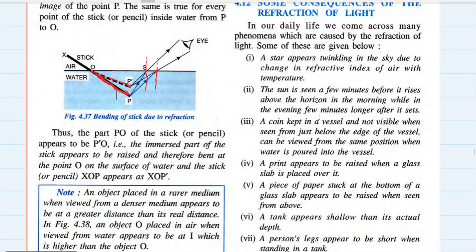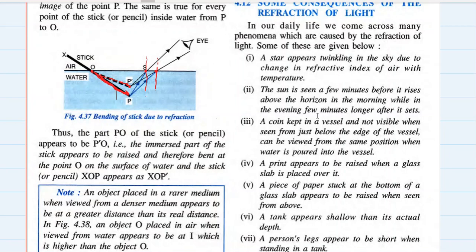A star appears twinkling in the sky due to change in the refractive index of air with temperature. Why do stars twinkle? See, the light coming from a star is coming from a very huge distance. It's coming from very far away. So far away that although the star is larger than our sun, being so far away, the light coming from it appears to be coming from a point source. So it comes like a ray of light.